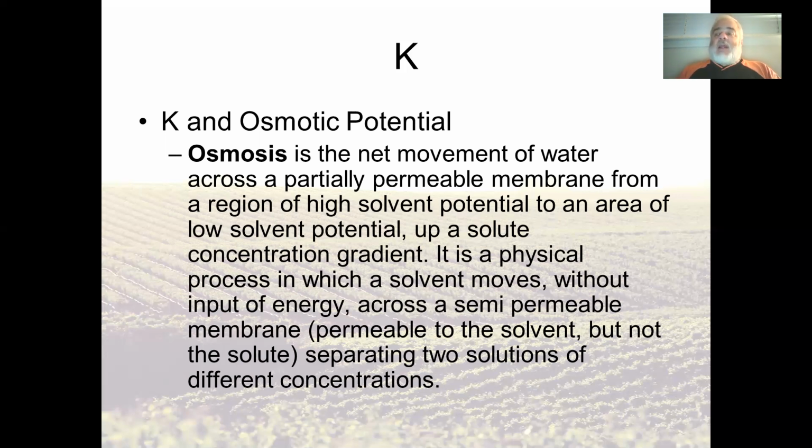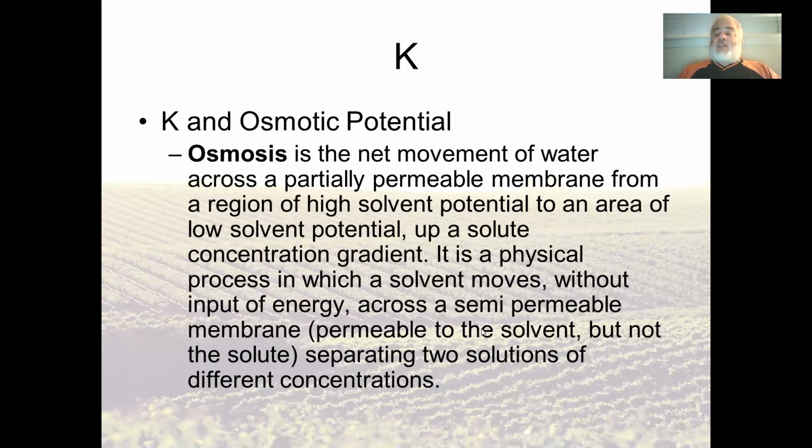What is that? The semi-permeable membrane is the cell's plasma membrane, the cell membrane. So water can move through the cell membrane from one cell to another, and it goes from where the salts are low to where the salts are high. That is osmosis. And there's no energy input. Without energy, water just moves.